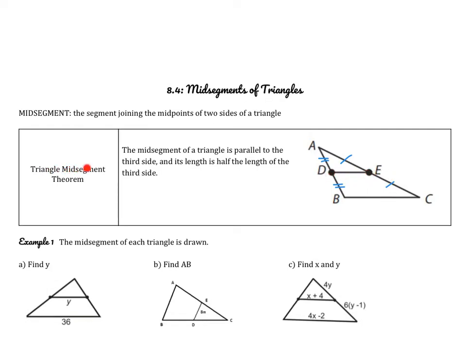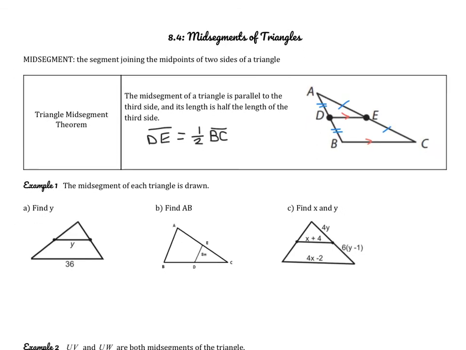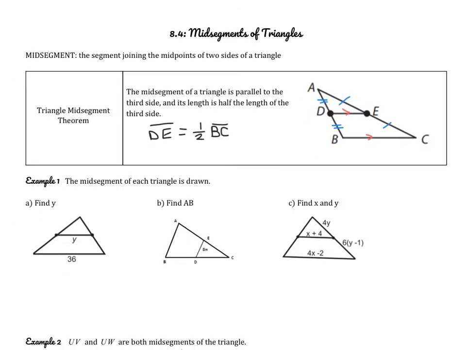So the triangle midsegment theorem tells us that the midsegment of a triangle is parallel to the third side. We can show that like this. So it's always going to be parallel to the third side, and its length is going to be half the length of the third side. So that means that DE is 1/2 BC. So we can use this equation to help us find missing parts of different triangles.